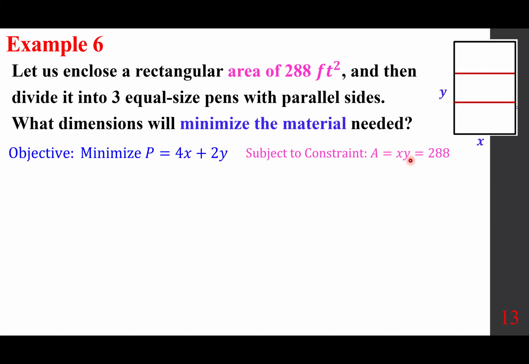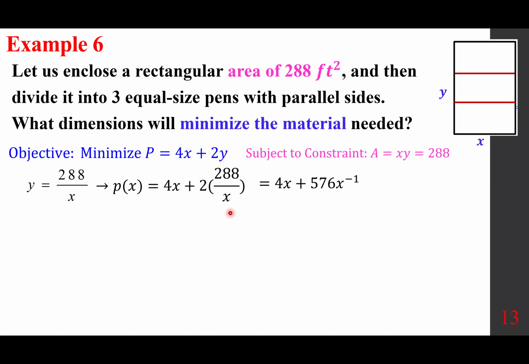let's solve for Y. Becomes 288 over X. Put it into the objective function because the objective function has two variables and we want to have one. So replace the Y. So P of X is 4X plus 2 times 288, which is 576 divided by X, or X to the power of -1. And the reason we write it in this fashion, it becomes ready for the next step. That's why. Okay, everybody.